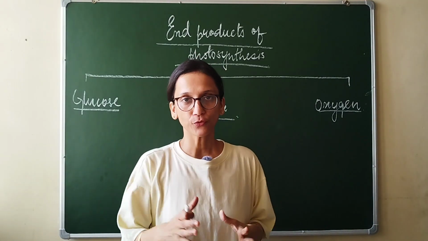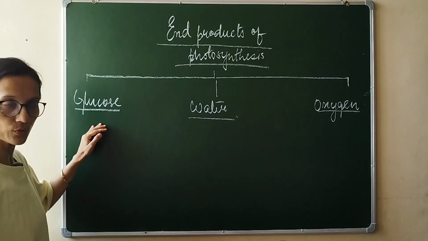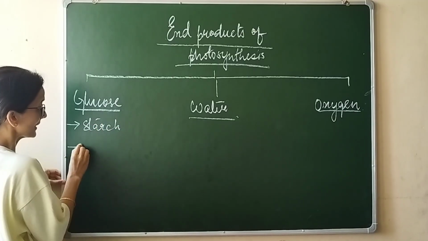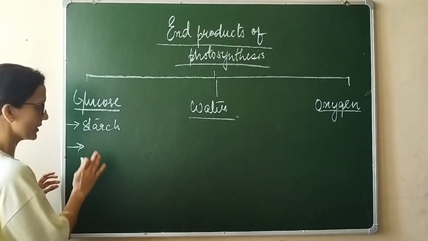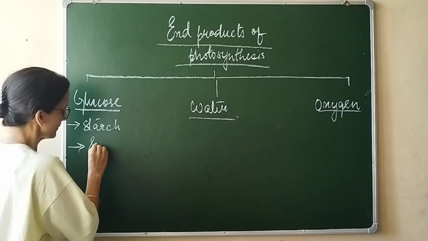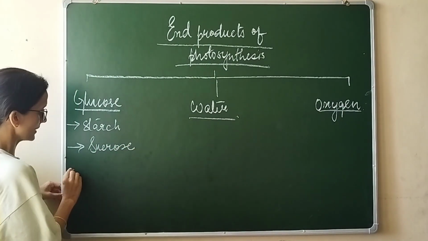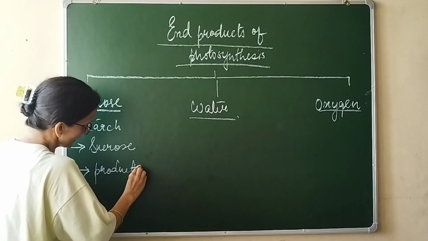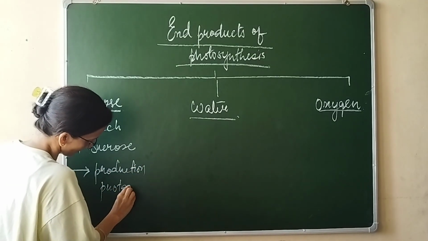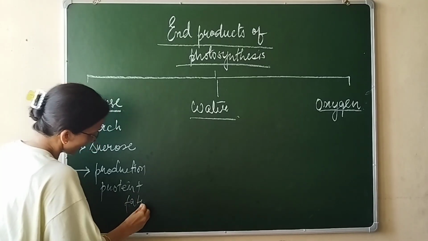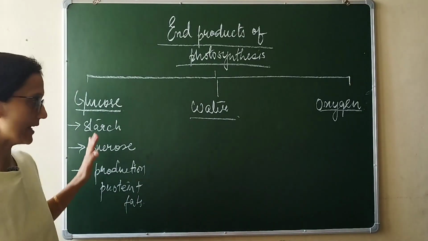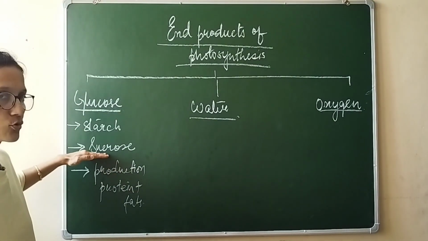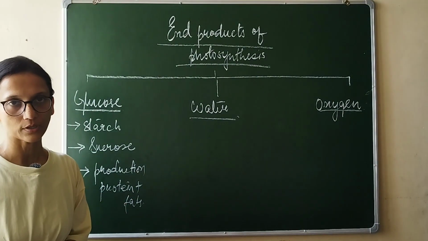Three end products of photosynthesis, they are number one, glucose. Now this glucose can be stored in the form of starch. It can be utilized then and there for its own metabolism. Second, it can be stored in the form of sucrose, and third, it can be used for production of proteins and fats. So these are the four things actually that can happen to glucose. One is utilization then and there, then in the form of starch it is stored, sucrose, and used in the production of protein and fat.